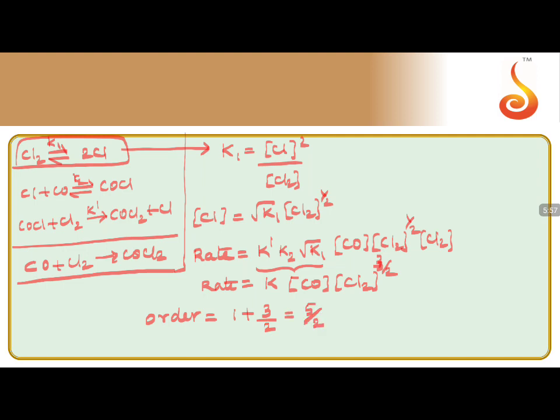So the answer is 5 by 2. The overall order will be 5 by 2, and this is your rate law. So the rate law and overall order.